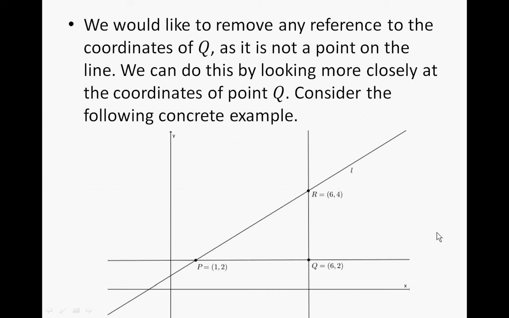We would like to remove any reference to coordinates of Q, as it is not a point on our line. The line we're talking about is line L, and Q is not on that line, so is there any way we can get rid of referring to point Q? We can do this by looking more closely at the coordinates of Q and considering the following concrete example. Let's say that point P is (1, 2) and point R is (6, 4), and therefore point Q would have to be (6, 2).